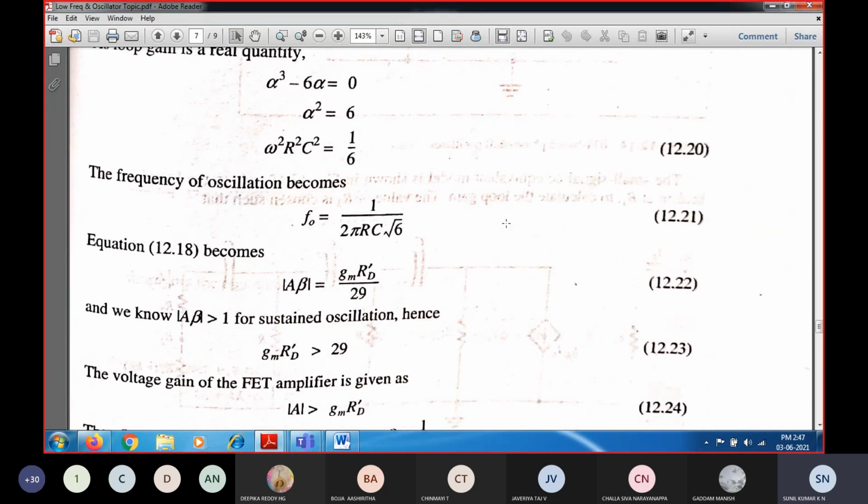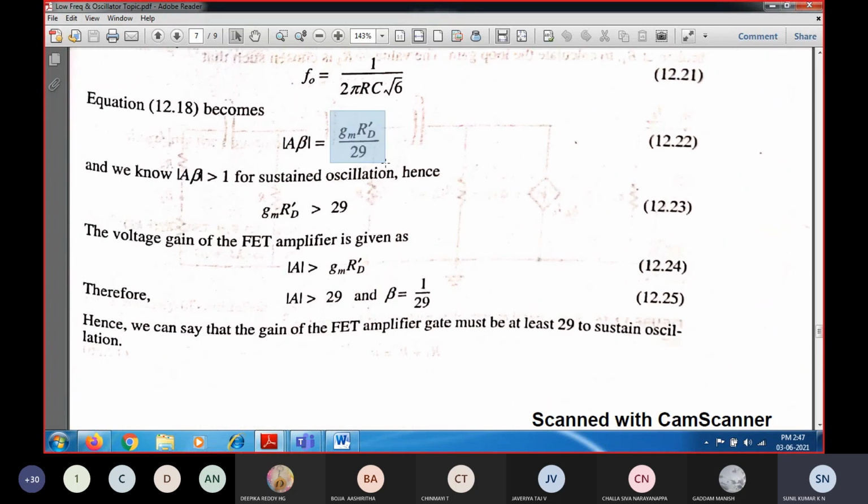If I want to find the loop gain, this will be the loop gain. The amplifier has a gain of gm into RD dash, and beta is nothing but the gain of the feedback network, which is 1 over 29. So it is nothing but gm into RD dash by 29. This loop gain should be equal to 1. Whenever the loop gain is equal to 1, or greater than 1, only then is the circuit going to oscillate.